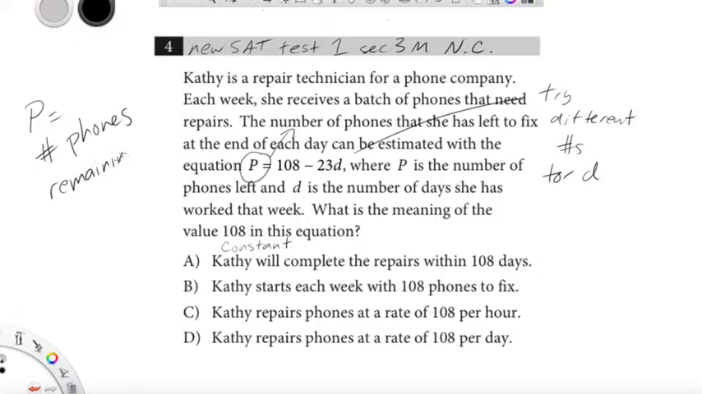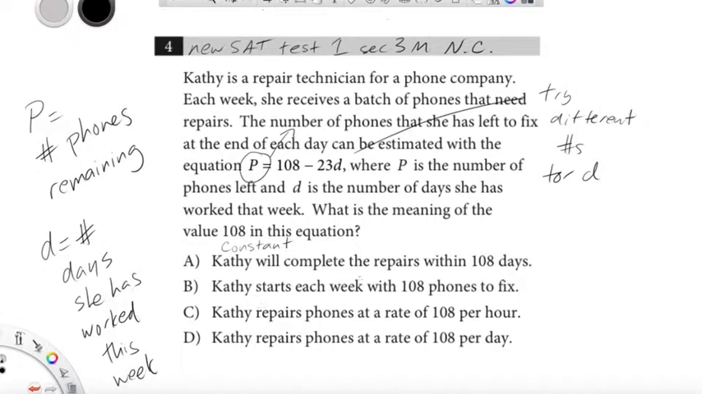And when we're trying to calculate the number of phones remaining, we take this number 108 and then we subtract 23D, and just a reminder about D, D is the number of days that Kathy has worked this week. So if you put in numbers for D, if you put in 1, you put in 2, you'll see that number that she has left slowly decrease.